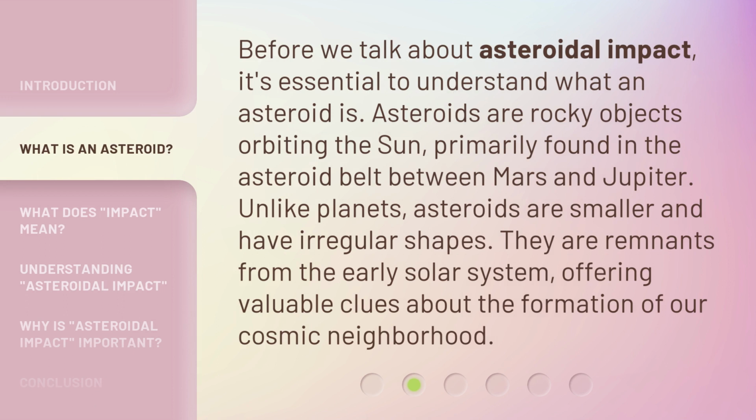Before we talk about asteroidal impact, it's essential to understand what an asteroid is. Asteroids are rocky objects orbiting the Sun, primarily found in the asteroid belt between Mars and Jupiter. Unlike planets, asteroids are smaller and have irregular shapes. They are remnants from the early solar system, offering valuable clues about the formation of our cosmic neighborhood.